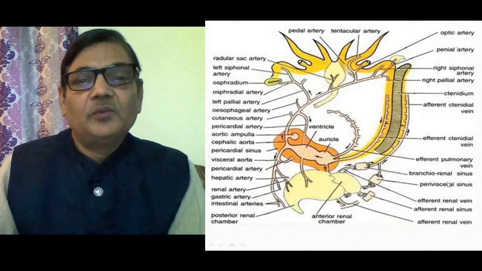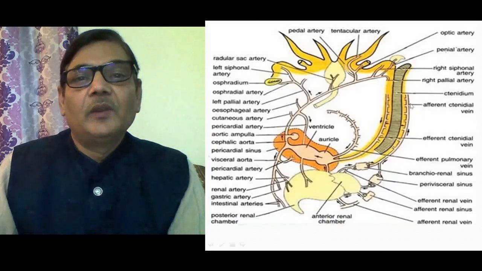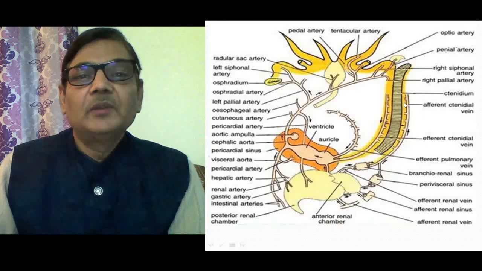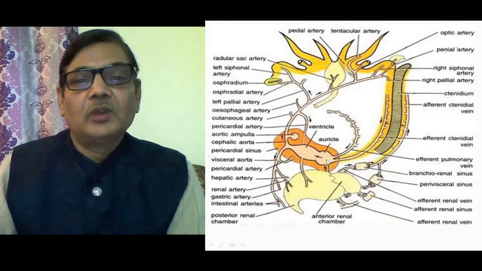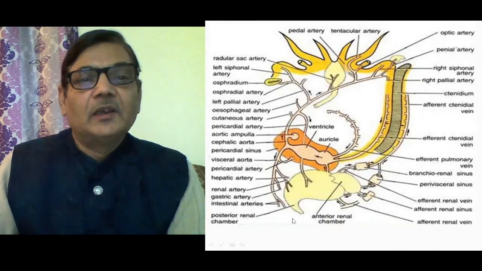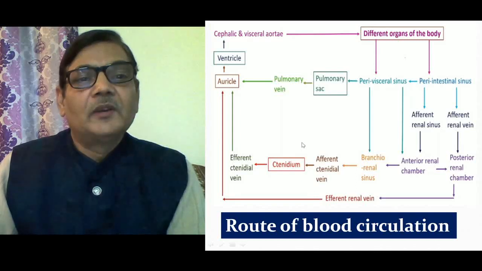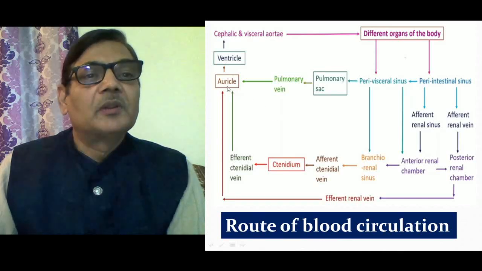And the other one is perivisceral sinus, which is present in the visceral regions. And they supply their blood to the gill through the afferent tenedial vein. And from this afferent tenedial vein, the blood will be going to the gill lamellae, and then the oxygenated blood being collected at the surface of gill lamellae will then be mainly collected in the efferent tenedial vein, and it will then supply its blood to the auricle. So we can have an idea about the movement of the entire circulation of the blood by going through this diagrammatic presentation.